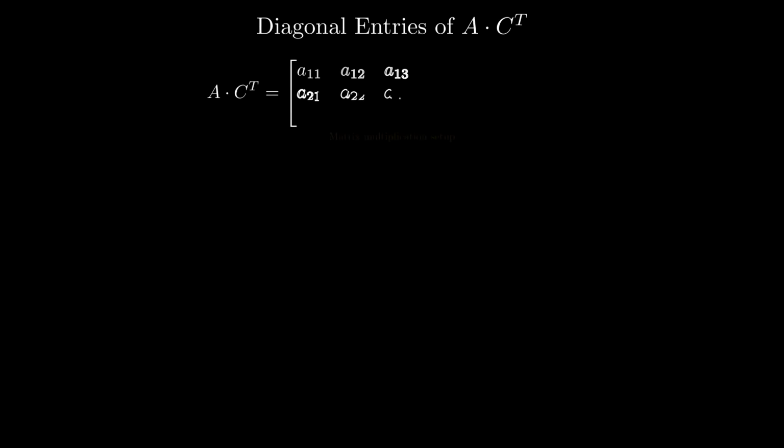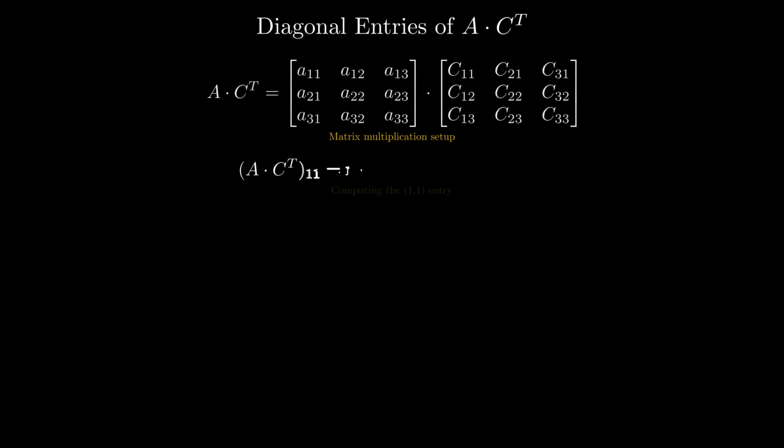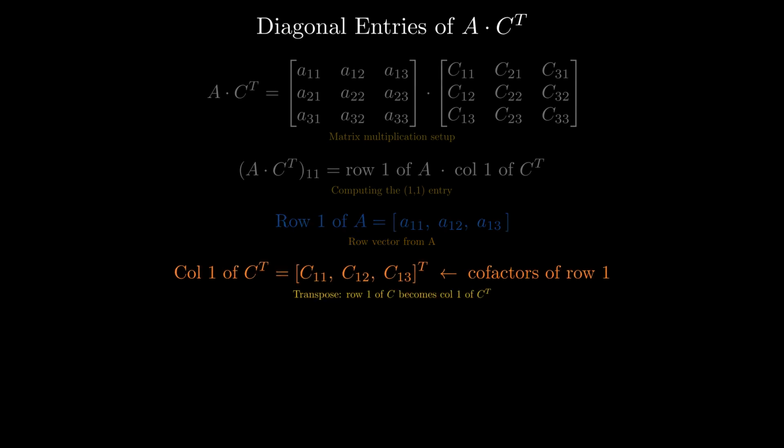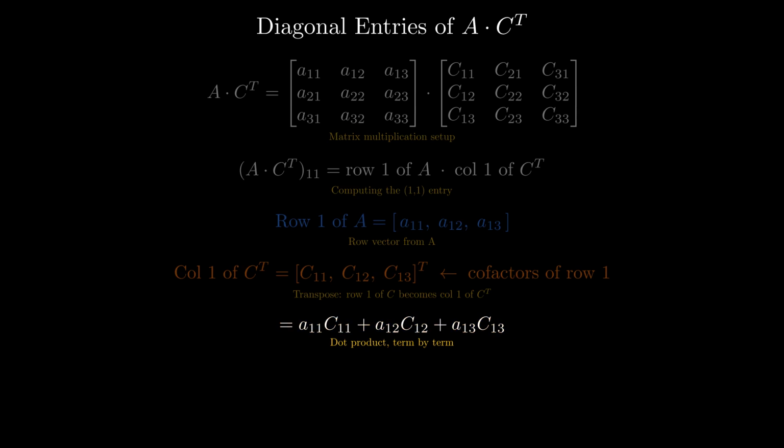Let's start with the diagonal entries. The 1, 1 entry of A times C transpose is computed by taking row 1 of A and dotting it with column 1 of C transpose. Now, what does column 1 of C transpose contain? It holds C11, C12, and C13, and these are the cofactors from row 1 of A. That's because of the transpose. Row 1 of the cofactor matrix becomes column 1 of C transpose. So the dot product, term by term, gives us A11 times C11 plus A12 times C12 plus A13 times C13.